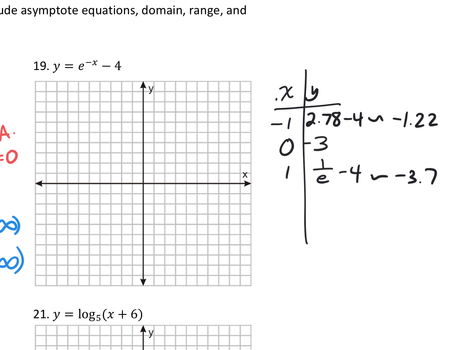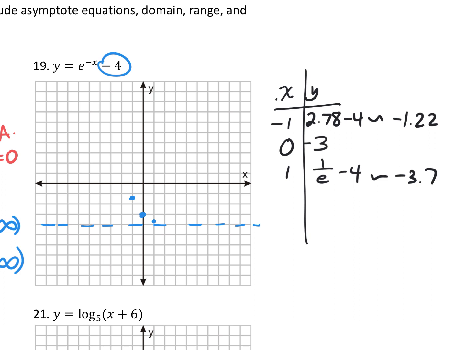Negative 1, negative 1.2. That's right about there. 0, negative 3. And then positive 1, negative 3.7. This graph is going to look pretty similar to our last one, with this shift down 4 units. That is our horizontal asymptote. That's going to be at y equals negative 4.